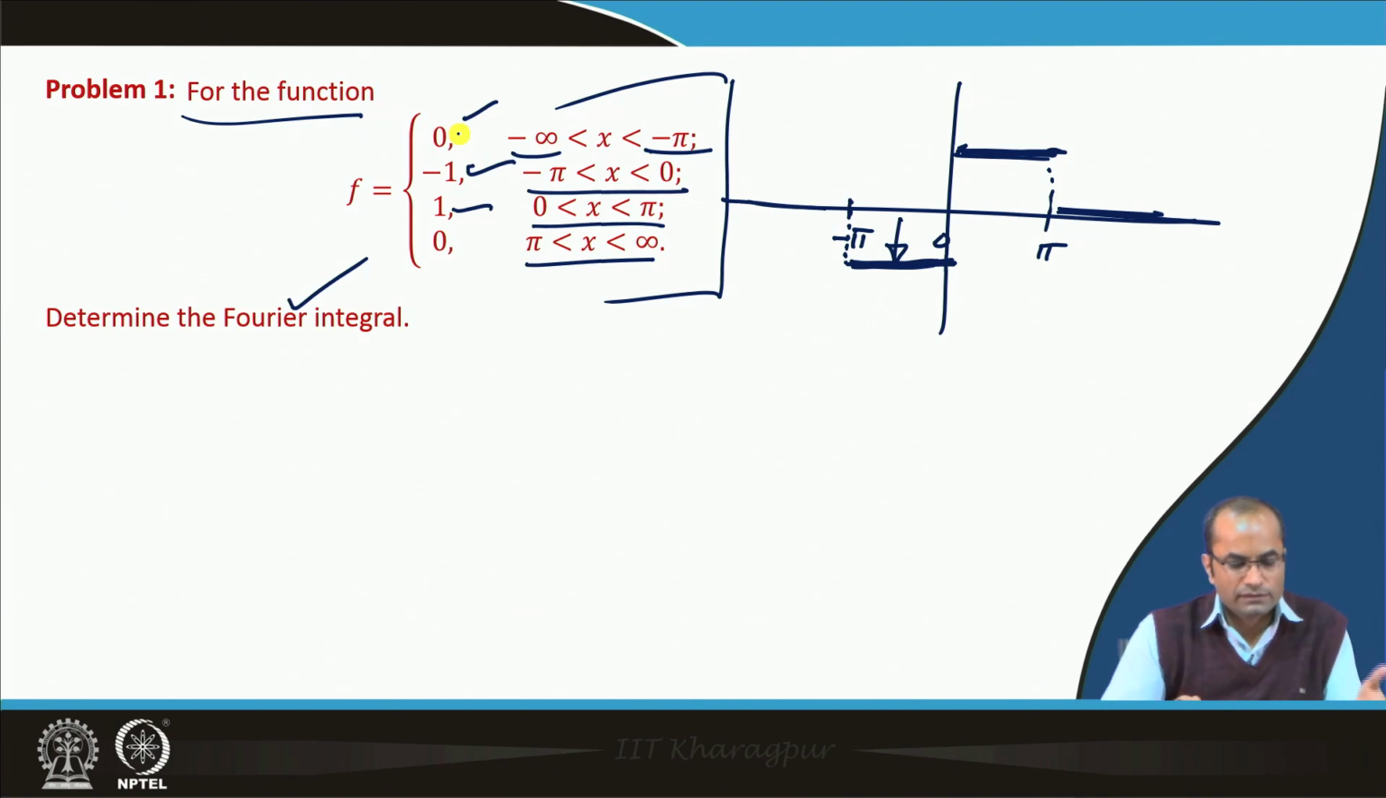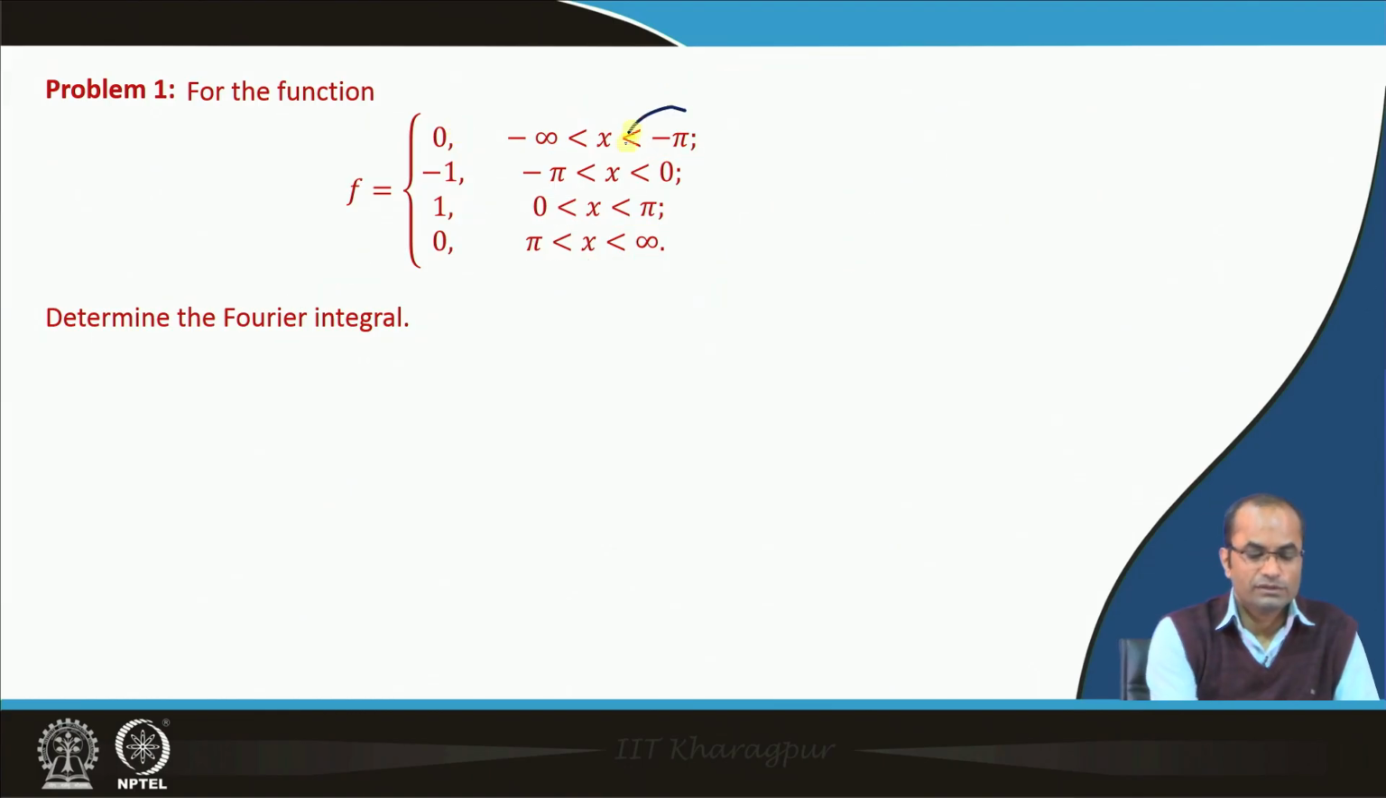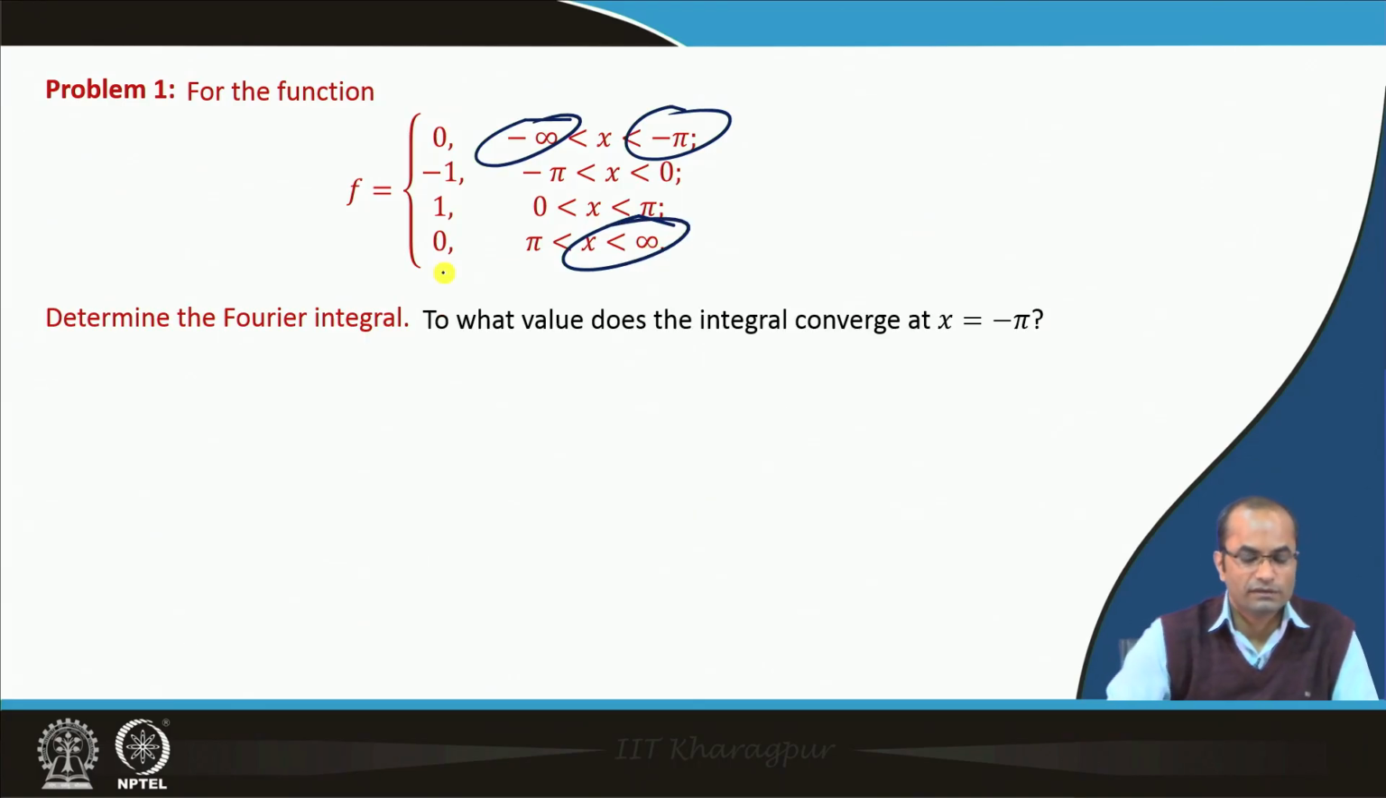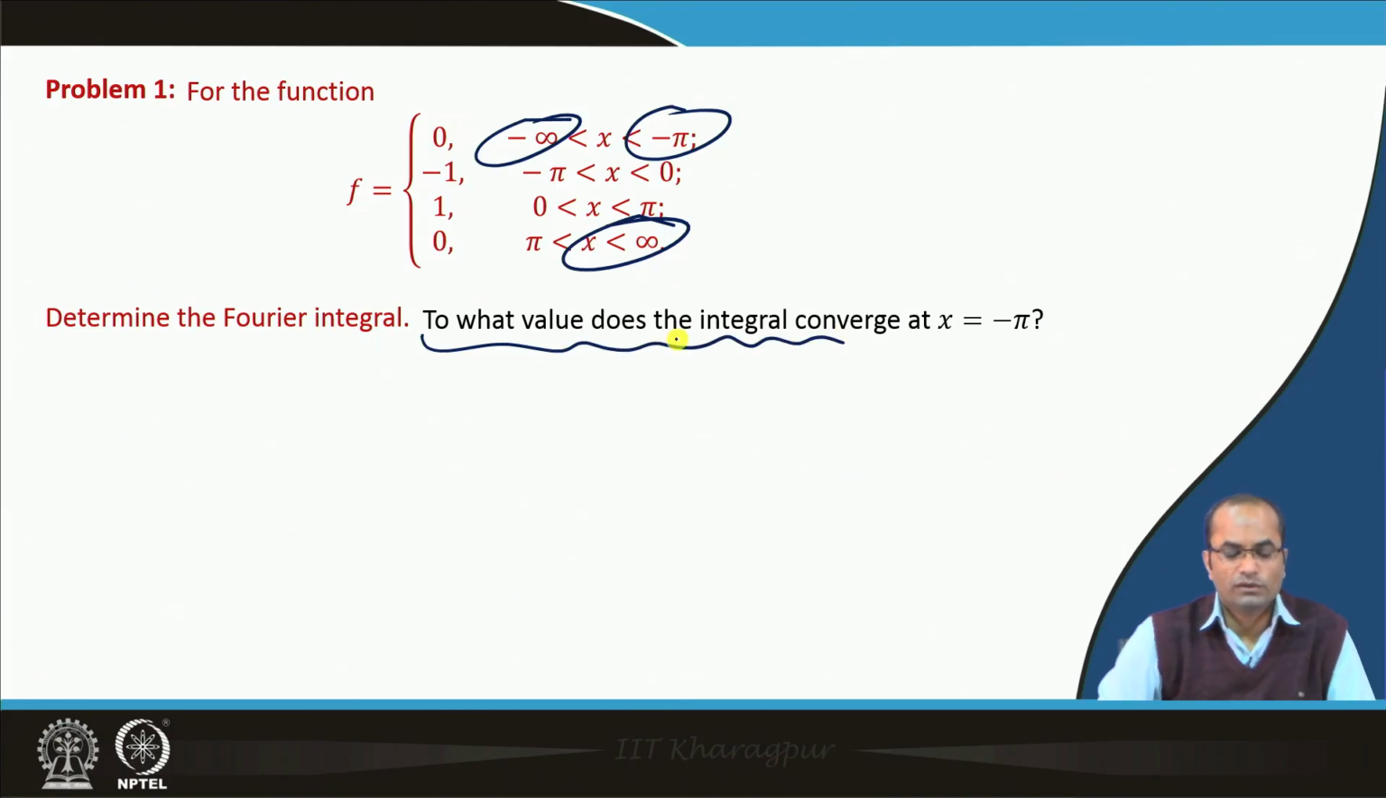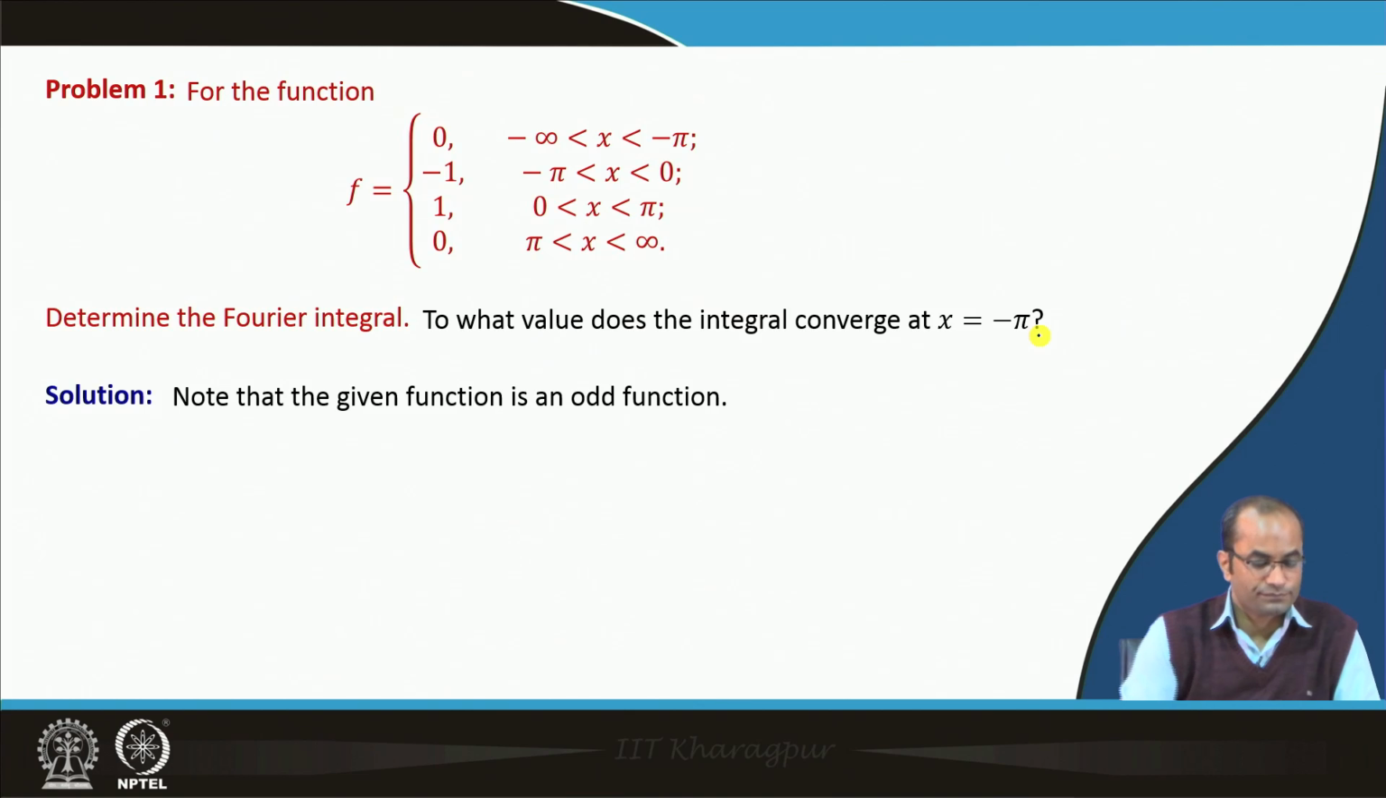Whereas, in the next examples we will see that when the function is defined from 0 to infinity, then we have both possibilities, whether we want a Fourier cosine representation or a Fourier sine representation. In this case, since the function was defined from minus infinity to plus infinity, we will simply write its Fourier integral representation, and finally, the question is to what value the integral converges at x equal to minus pi. That we will also discuss.